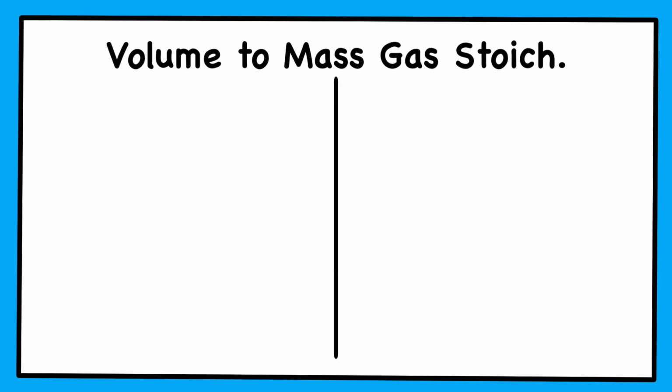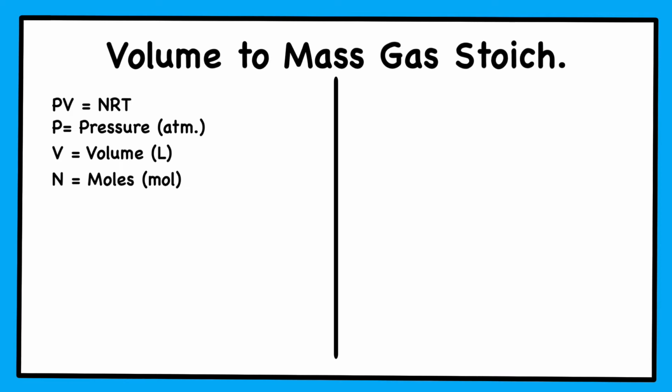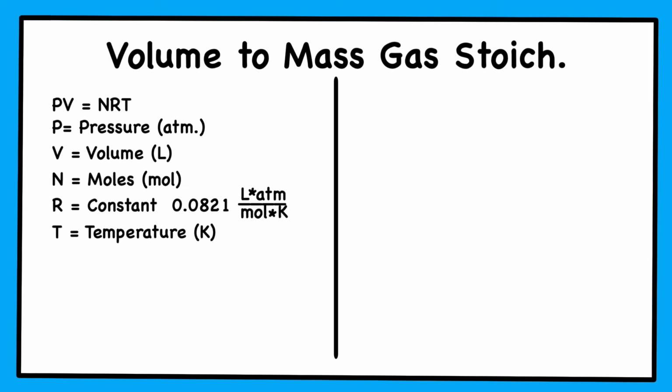Let's dive into some more tedious ones. Remember, our ideal gas law formula is PV equals nRT, where P is pressure, V is volume, n is the number of moles of our gas, and R is our ideal gas constant, which is 0.0821 liter atmospheres per mole Kelvin, and T is our temperature in Kelvin.